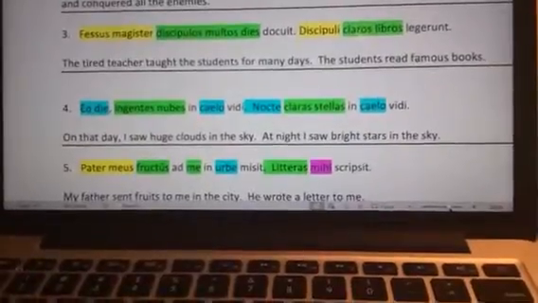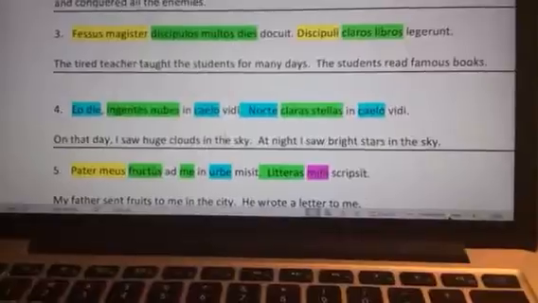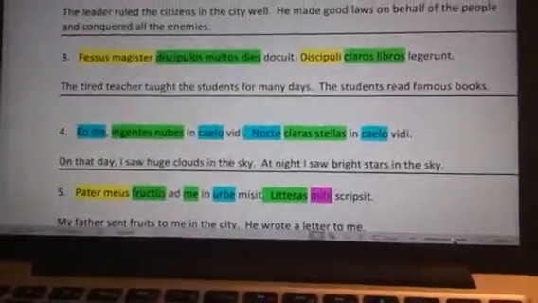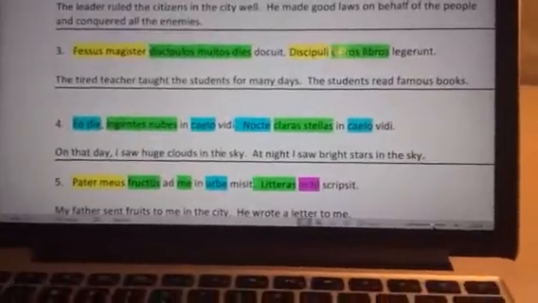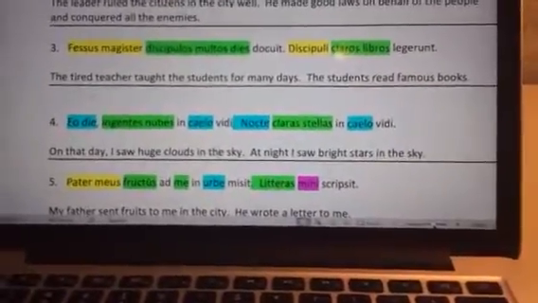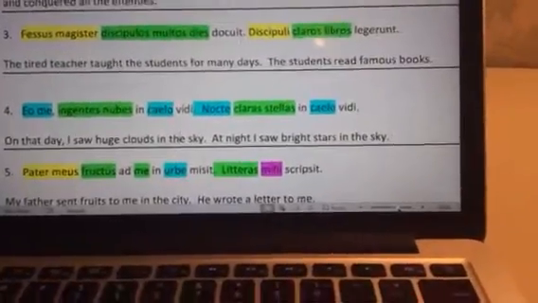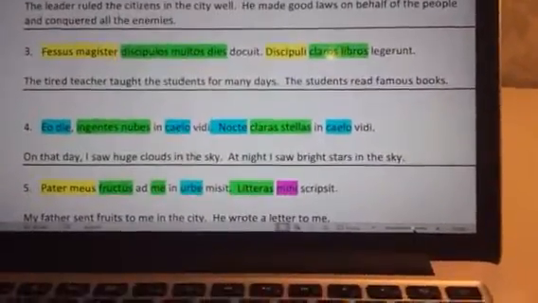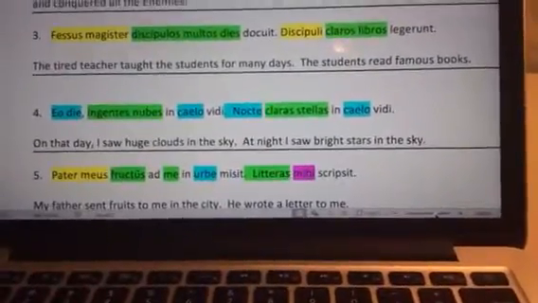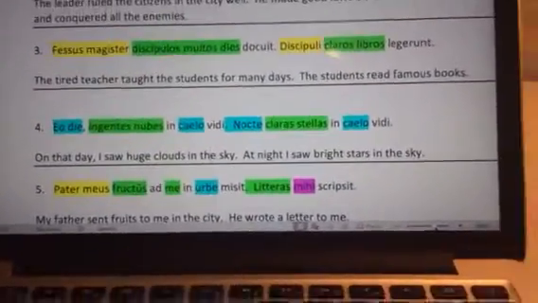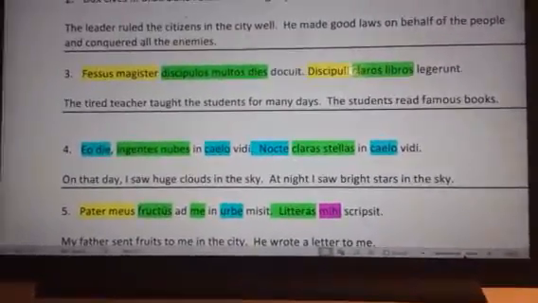Ingentes nubes. That's our accusative direct object. Huge clouds in caelo, in the sky. The caelo is the ablative, place where, in the sky. Nocte is another time word. Ablative of time when. Nocte by itself in the ablative just simply means at night. Then we have claras stellas as the direct object. In caelo vidi, I saw, the same construction, bright stars in the sky.